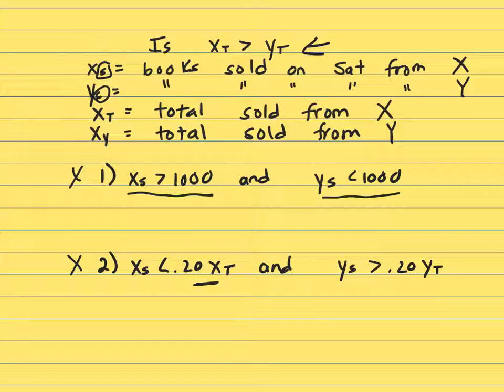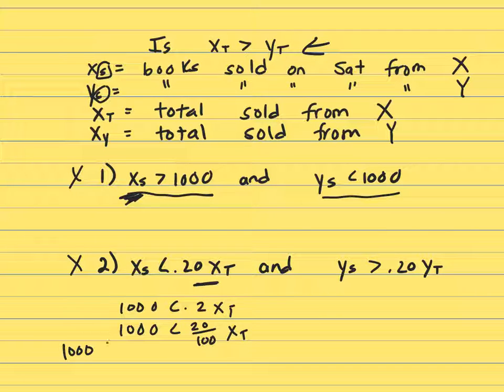So we know that the number of books sold at bookstore X on Saturday was greater than 1,000. Well, let's look what happens when it's actually 1,000. So 1,000 is less than 0.2 x sub t. And of course, I can write that 20% as 1,000 is less than 20 over 100 times x sub t. So multiply both sides by 100 to clear your fractions, and then divide by 20: 1,000 times 100 over 20 is less than x sub t.